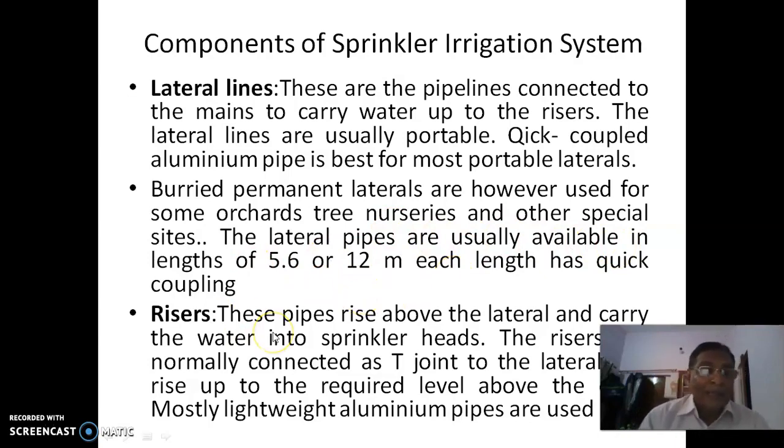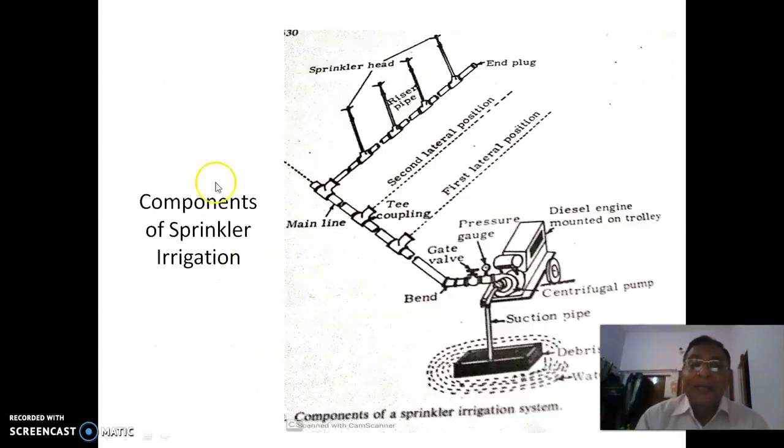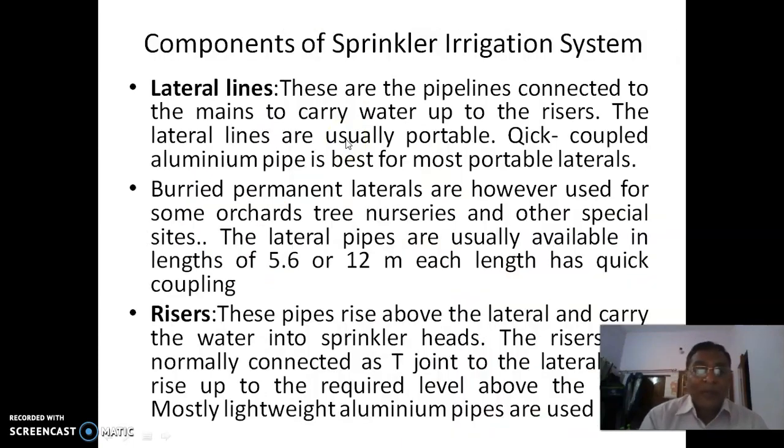Then risers. These pipes rise above the lateral and carry the water into the sprinkler heads. I think we can go back here. You can see we have already seen the riser here. This is a riser, and this is a lateral. The risers are normally connected as a T-joint to the lateral and rise up to the required level above the crop. Mostly lightweight aluminum pipes are used. So both for the lateral lines as well as the risers, you can use aluminum pipelines.